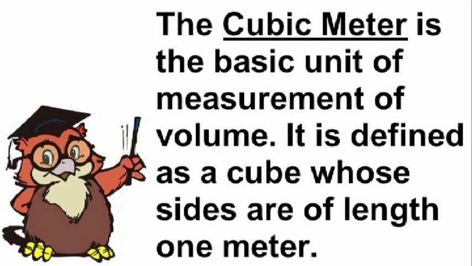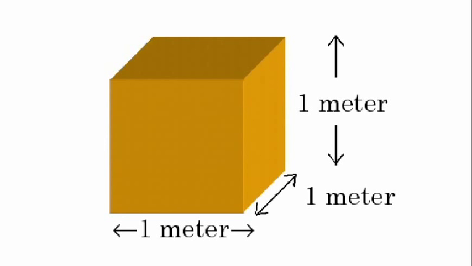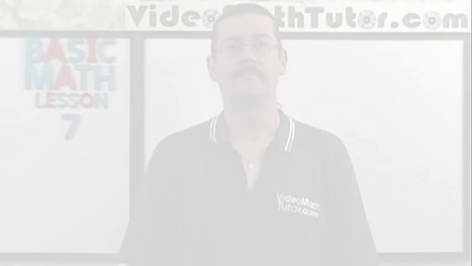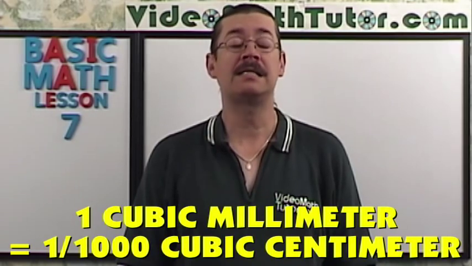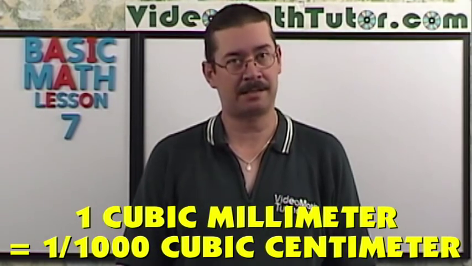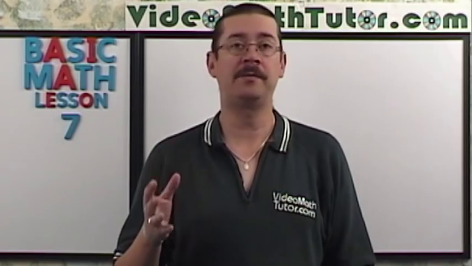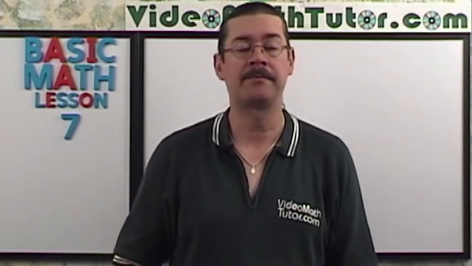The cubic meter is the basic unit of measurement of volume. It is defined as a cube whose sides are of length 1 meter. One cubic millimeter is equal to 1/1000th of a cubic centimeter. You can imagine a cubic millimeter is just, well, like a grain of sand, for example.